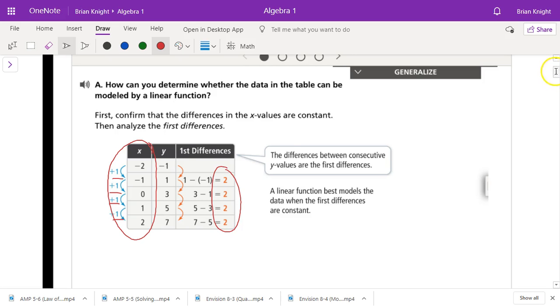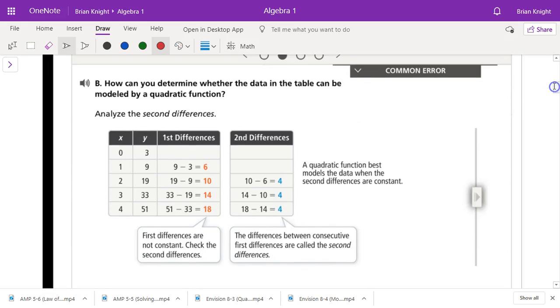If they don't, you find the second differences. Well, the second differences means I've already found the first differences. Notice, again, these are all going up by 1, right? I've found 9 minus 3 is 6. 19 minus 9 is 10. 33 minus 19 is 14. See how none of those first differences are the same? I do that again from the differences. What's 10 minus 6? 4. 14 minus 10 is 4. 18 minus 14 is 4. If the second differences are the same, it is a quadratic.